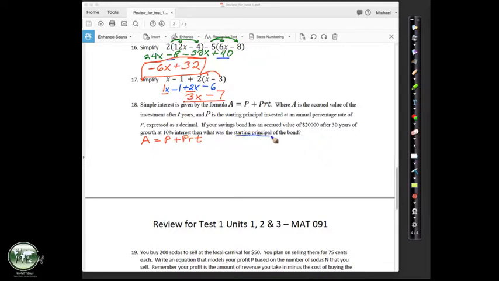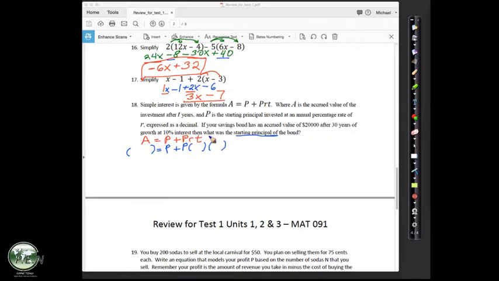So you have to look, what are they asking about? They're asking for the starting principal. They want to know what P is. So what they've done is they've given us numbers for everything else. They've given us A. We're looking for P. But they gave us R, and they gave us T. And this is a tricky one because they're asking for the hardest thing to get, but we can do it.